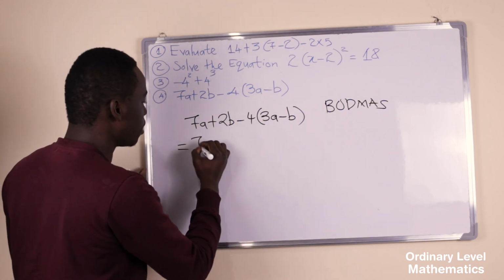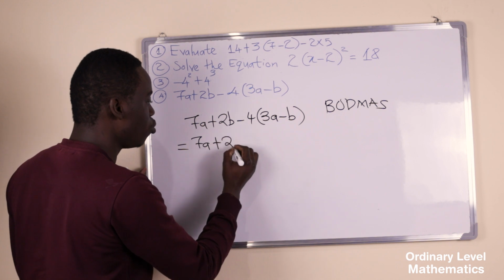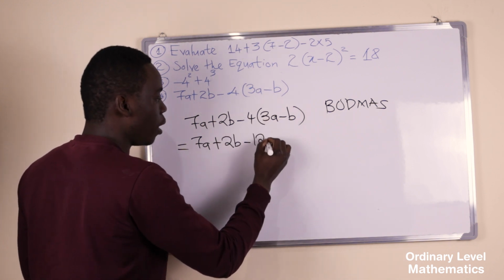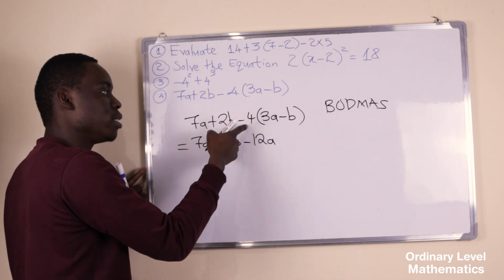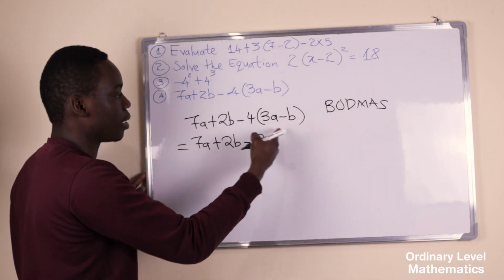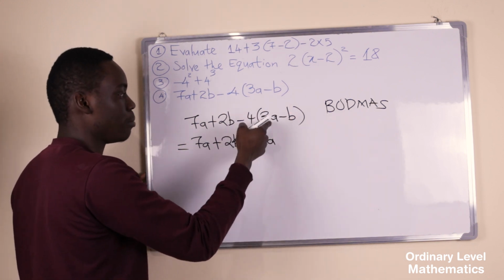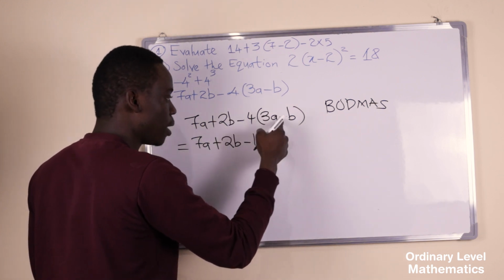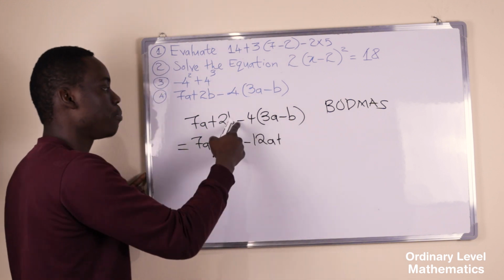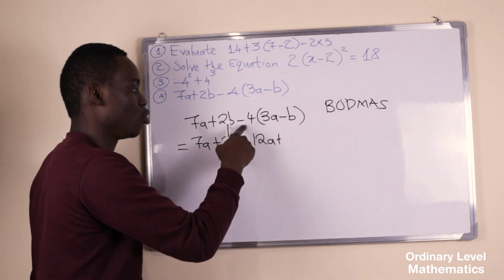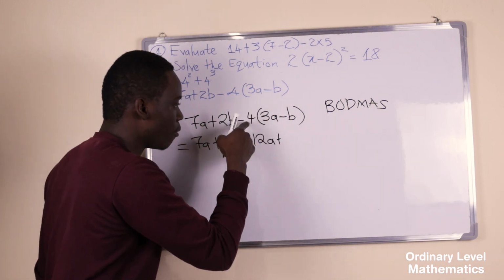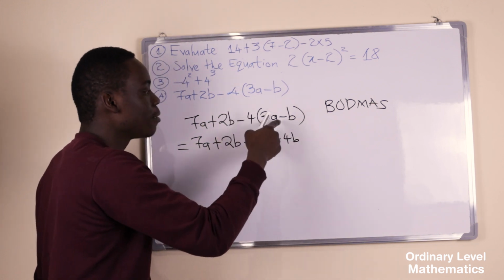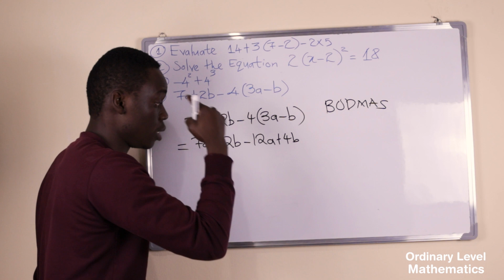So this will be 7a plus 2b minus 4 times 3 is 12a. So you simply multiply what is outside with everything that is in the brackets. So in our case here, negative 4 times 3a, which is minus 12a, and negative times negative is positive. Always pay attention to the signs that you have. And 4 times b is 4b. Hence, negative 4 times negative b is positive 4b.